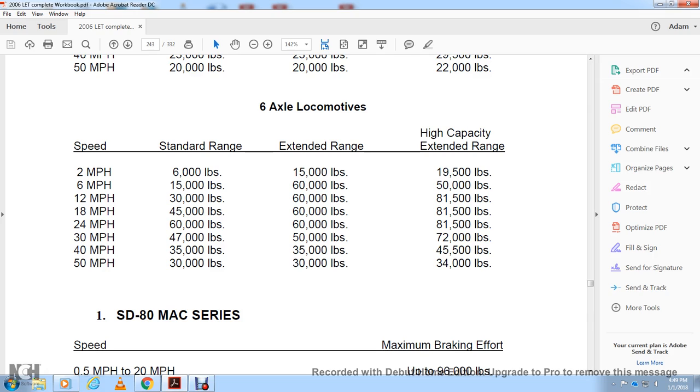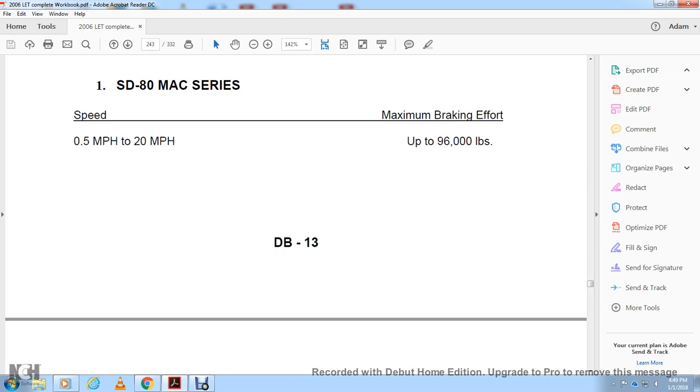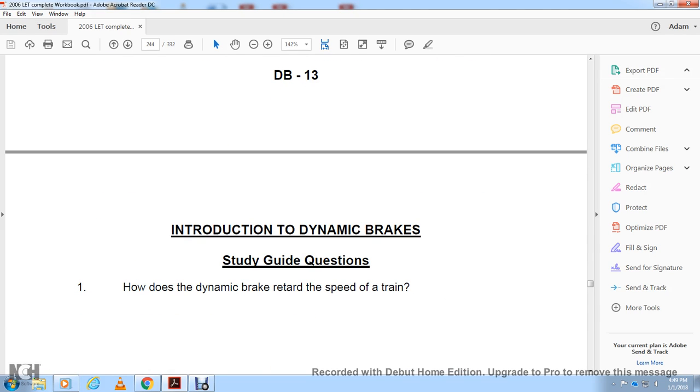47,000 pounds, 50,000 pounds extended, 72,000 pounds high capacity extended. 40 miles an hour, 40,000 pounds, 35,000 pounds extended range, 35,000 pounds high capacity extended range, 4550. 50 miles an hour, 30,000 pounds standard, 30,000 extended range, 34,000 high capacity extended range. The SD80MAC series, half a mile an hour to 20 miles an hour, up to 96,000 pounds.